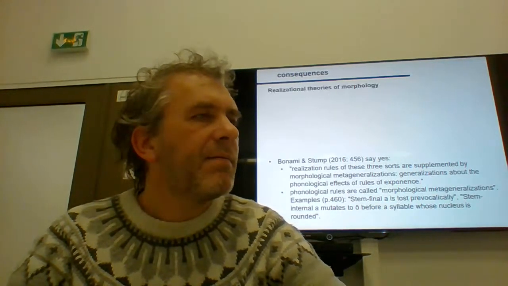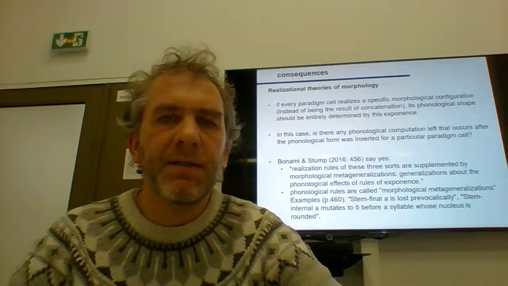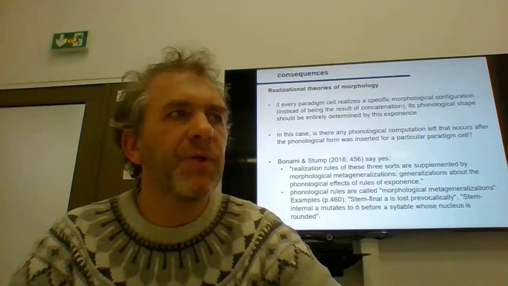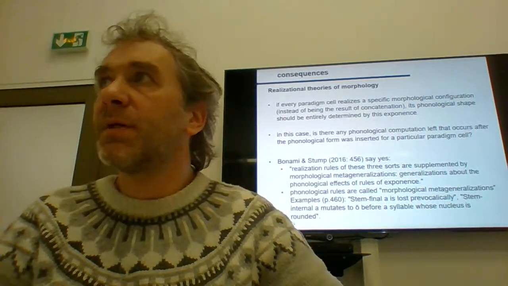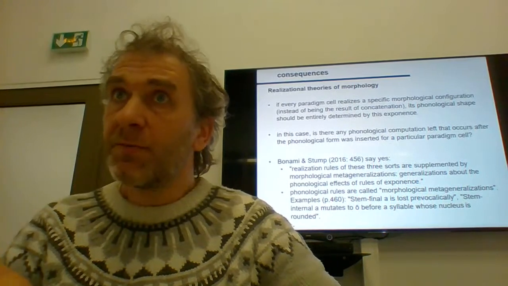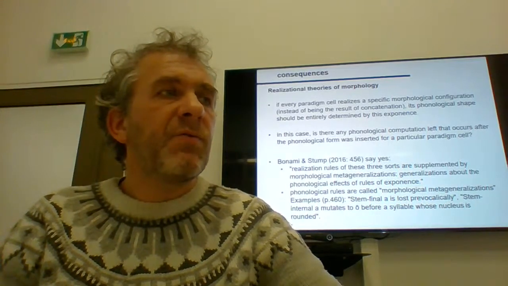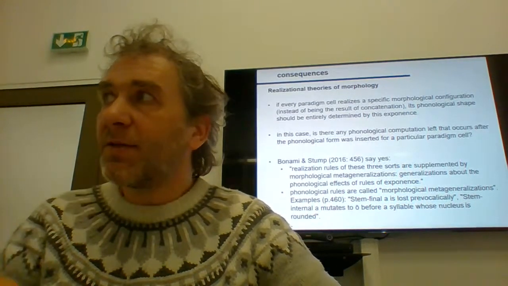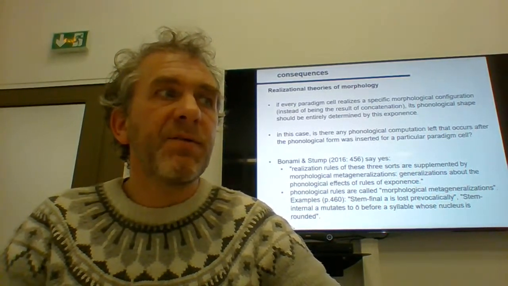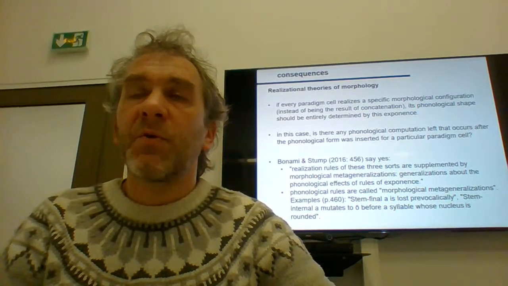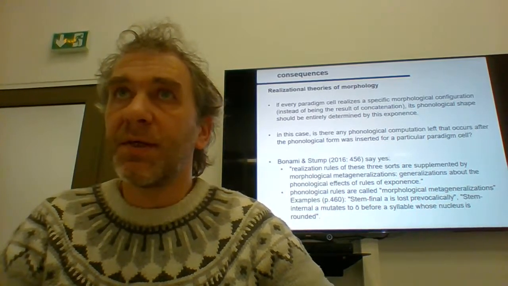Okay, and the last thing is the realizational theories of morphology. I tried to look into that a little. If every paradigm cell realizes a specific morphological configuration instead of being the result of concatenation, because realizational morphology says there are no morphemes, right? There is no concatenation. Then the phonological shape of the thing that is realized in a cell should be entirely determined by its exponents, right? For every cell, you can predict whatever phonological properties the thing has.